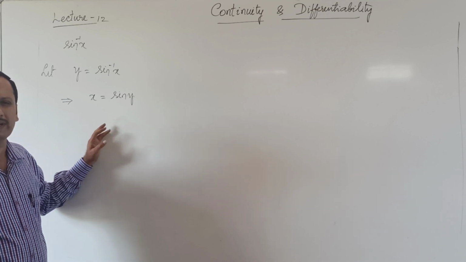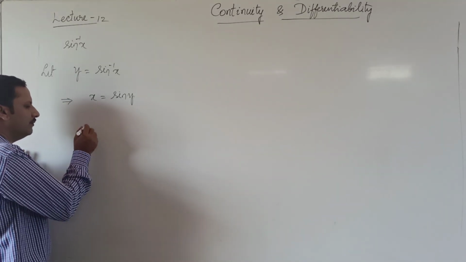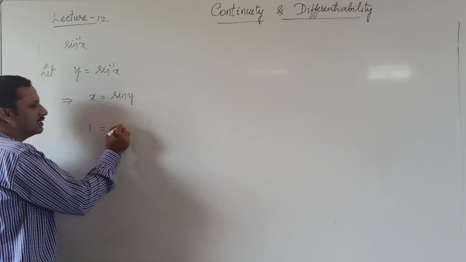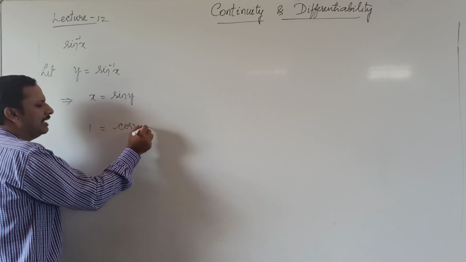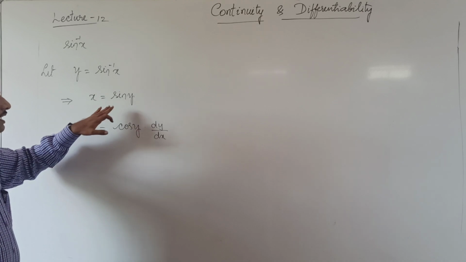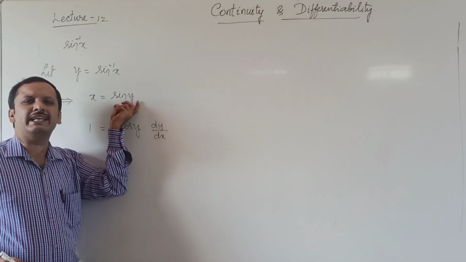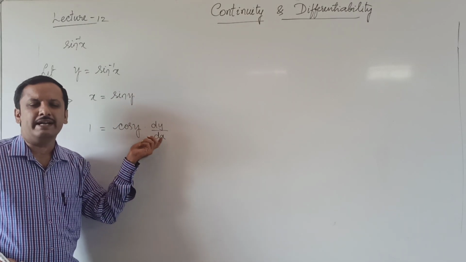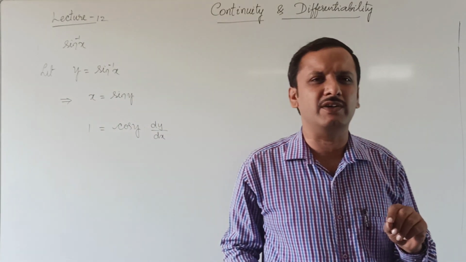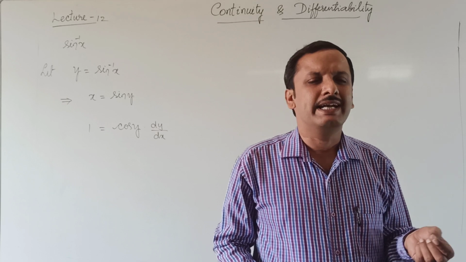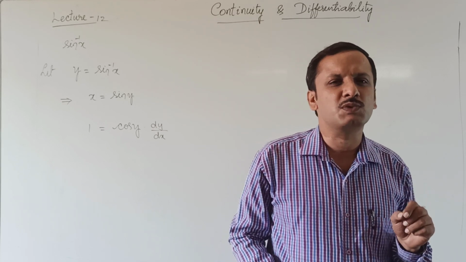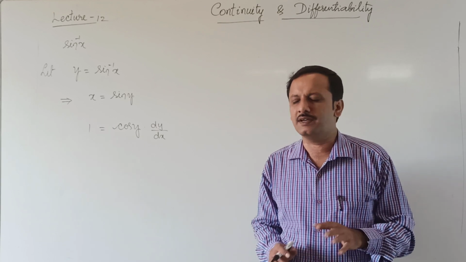Differentiating this with respect to x, that will give you 1 is equal to derivative of sine y, which is cos y, into dy by dx. I am using the chain rule here, observe. Since I am differentiating with respect to x, derivative of sin x with respect to x is cos x. Derivative of sin y with respect to x is cos y into dy by dx.